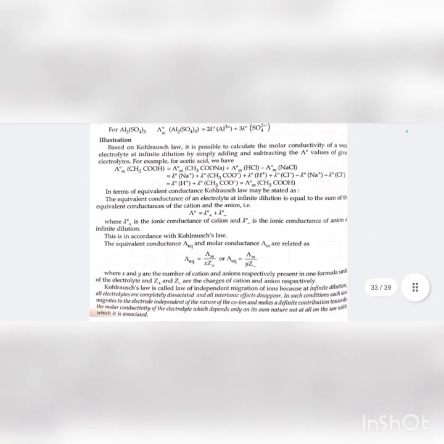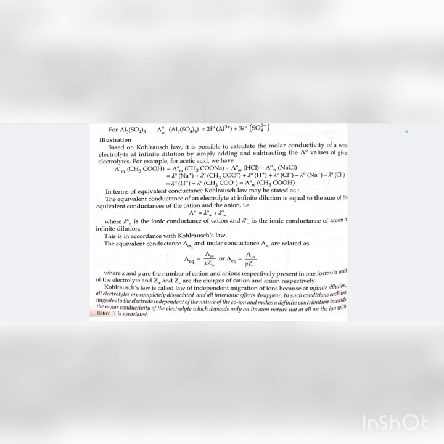Illustration. Based on Kohlrausch's law, it is possible to calculate the molar conductivity of a weak electrolyte at infinite dilution by simply adding and subtracting the values at infinite dilution of given electrolytes. For example, for acetic acid we can calculate the molar conductance at infinite dilution of sodium acetate plus the molar conductance at infinite dilution of HCl minus the molar conductance at infinite dilution of NaCl. From this we can calculate the molar conductance of acetic acid at infinite dilution.